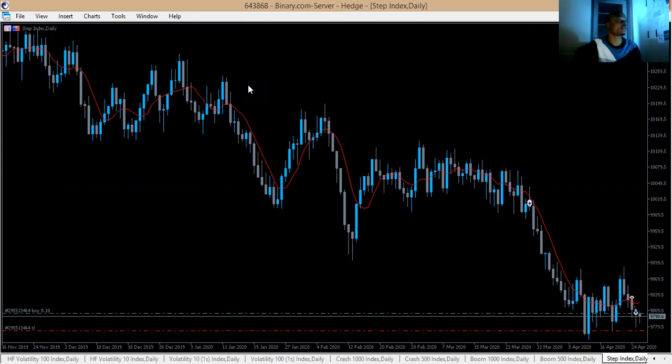On my indices account. So I'm just going to show you how I'm trading the indices, the synthetic indices, that is through binary. So you can see here, I've got, what is this?